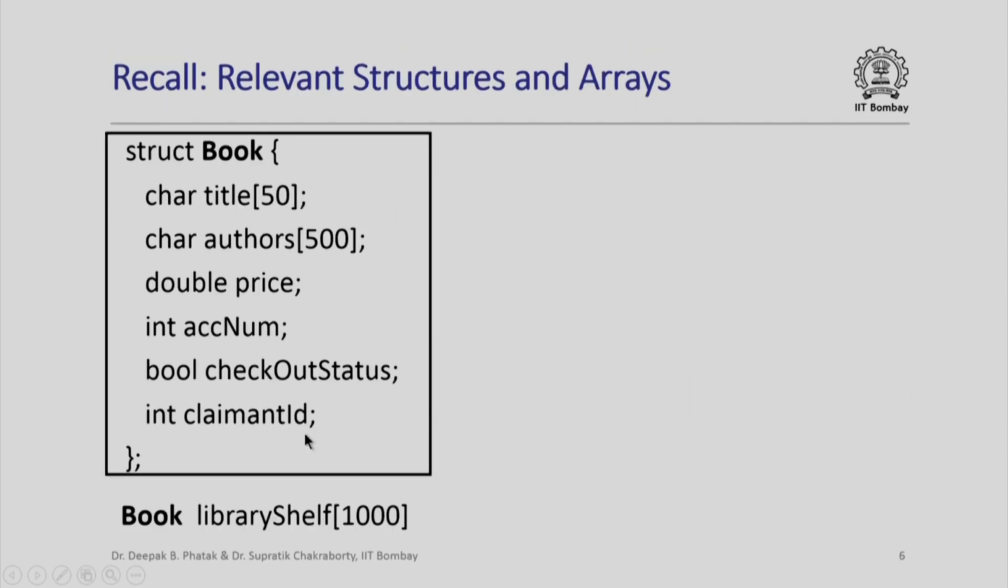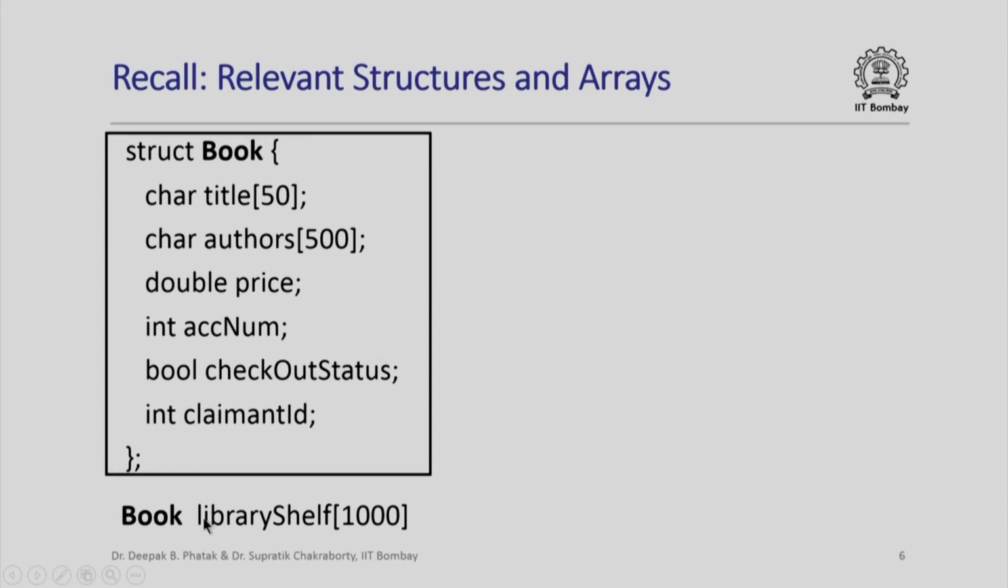If you also recall from the previous lectures, we had identified books and patrons as the major entities in the operation of the library information management system, and we had decided to represent the entity book as a C++ structure. So here is the structure book, and as various members of the structure, we have the title of the book, the authors of the book, the price of the book, its accession number, checkout status, and the ID of any patron who might have made a claim to this book.